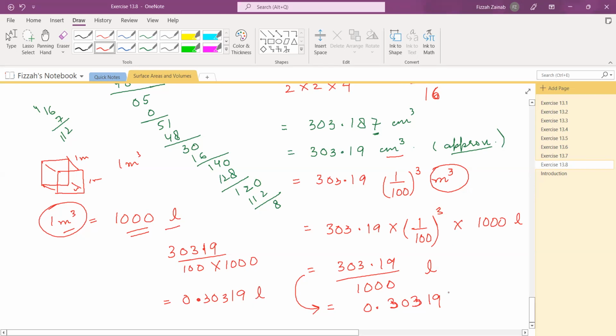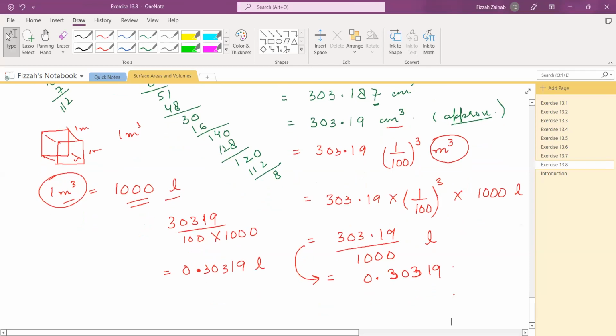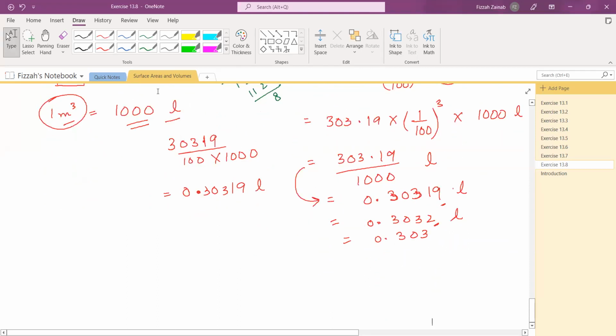Yeah, and now if you want to round it off, that also you can do up to 2 places of decimal. So let us start doing it. Now this 9, so if I remove this 9, this 1 is going to become 2. So 0.3032 liters. And then 0.303. So this will remain 3 only because this 2 is smaller than 5. And again, this 3 is smaller than 5. So this 0 will remain 0. So 0.30 liter approximately is the answer, right?